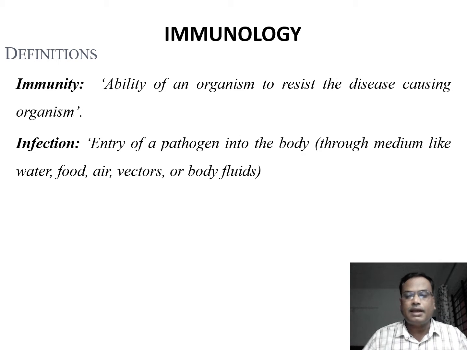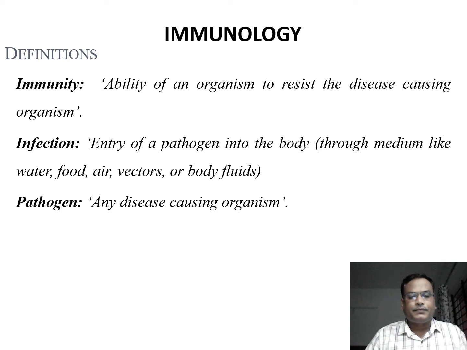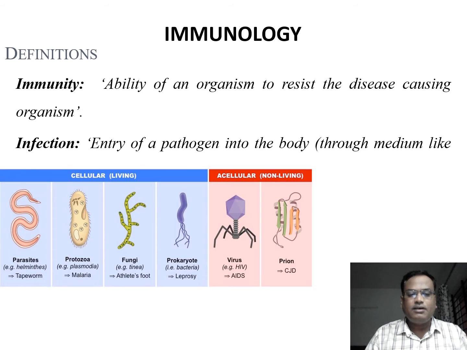Now infection can happen through water, food, air or vectors like mosquito, bedbug, etc., or through body fluids like blood, semen, saliva, etc. Now, what is a pathogen? Any disease-causing organism can be considered as a pathogen.